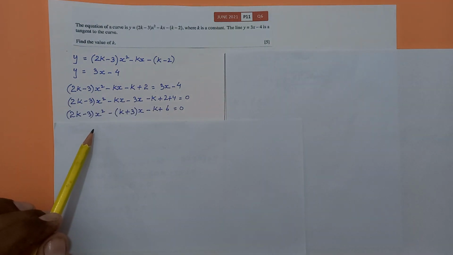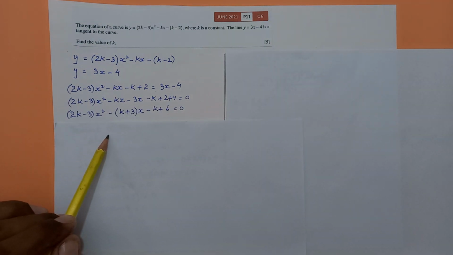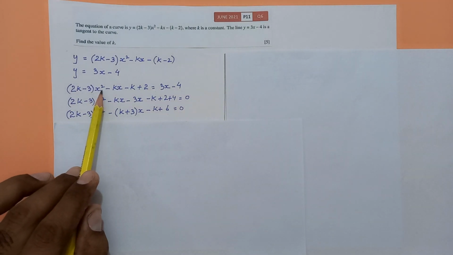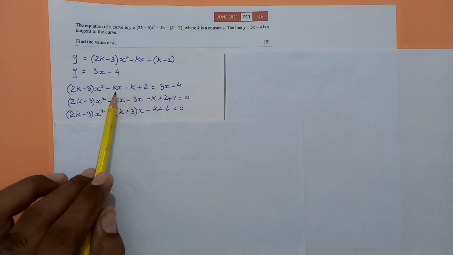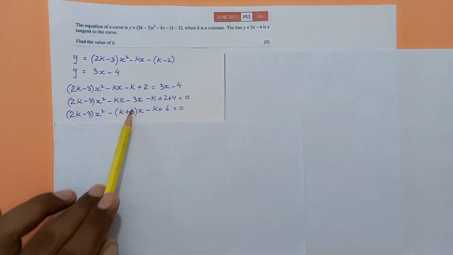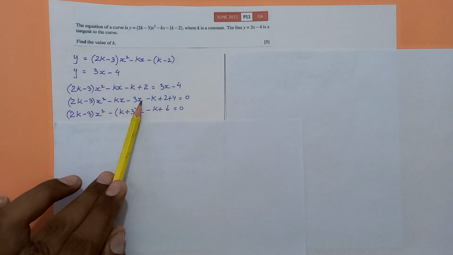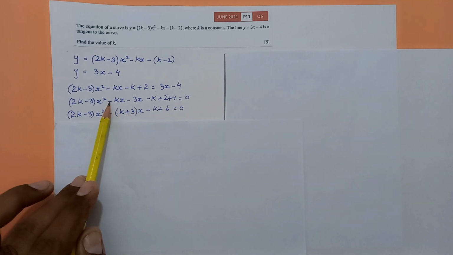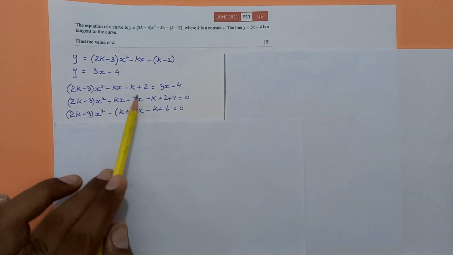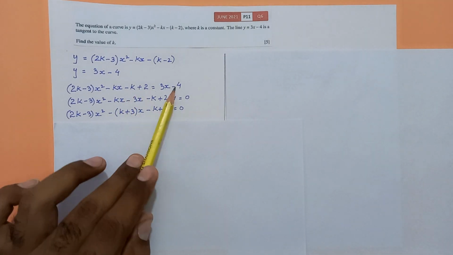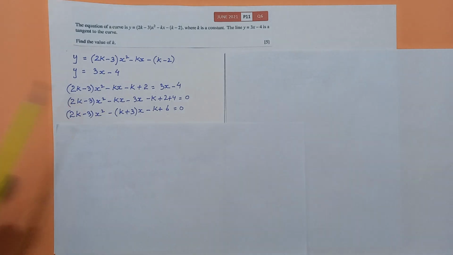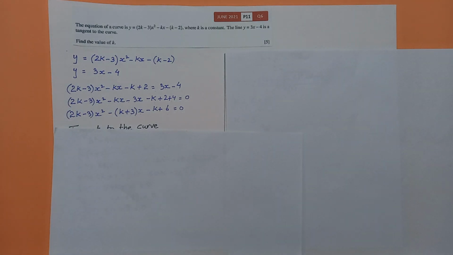Just rearrange them so that we could get a proper quadratic equation. So (2k minus 3) along with x² is there. We have negative kx over here, and then when this 3x is moved over here it would be negative 3x. Both contain x. Taking x outside and a negative outside in the bracket, it would become (k plus 3), and this negative k and 2 plus 4, negative k plus 6, is basically the constant.